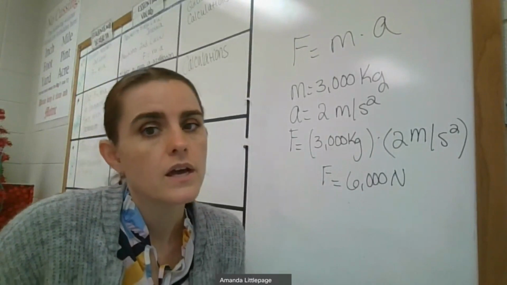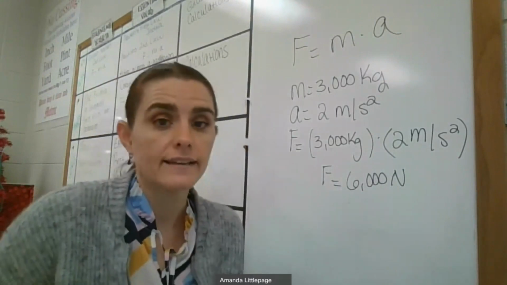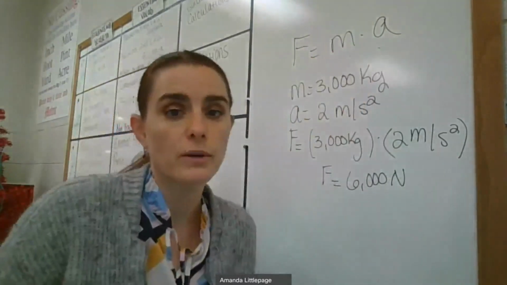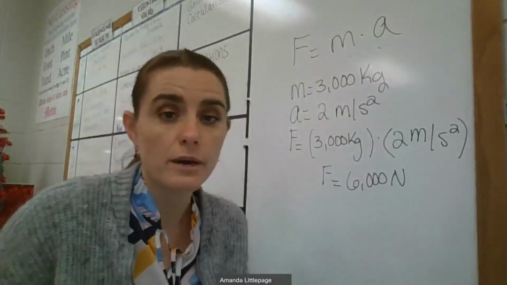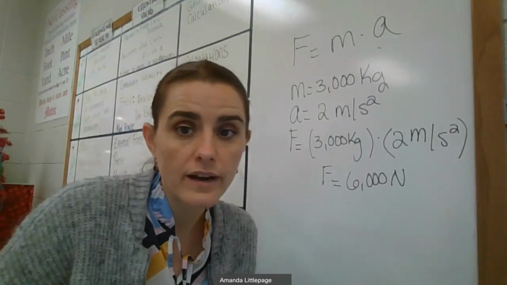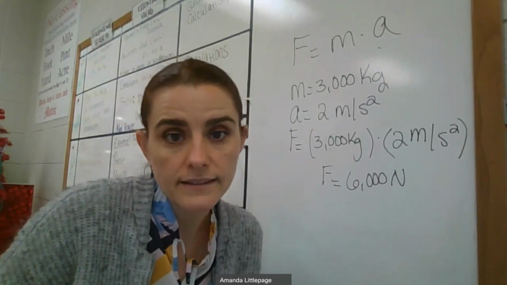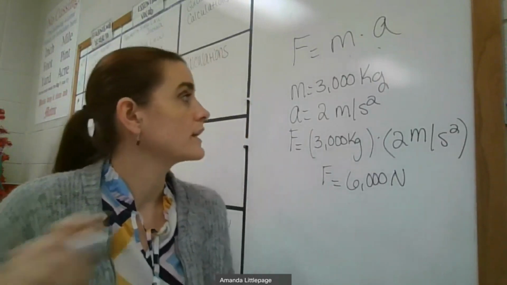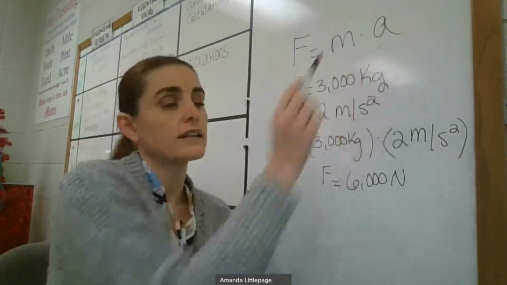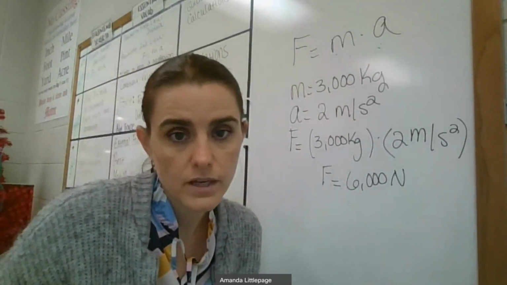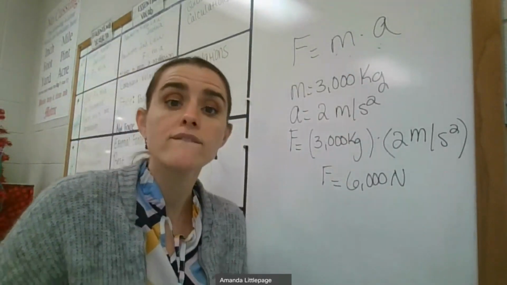Number 3, again, F equals m times a. You are using the same equation for number 3. If you look at number 3, you are given the acceleration, 5 meters per second squared. You are also given the mass. It's asking for the force. So for number 3, all you do is plug in the mass and the acceleration that you're given and solve the equation. I'm going to skip down to number 4.